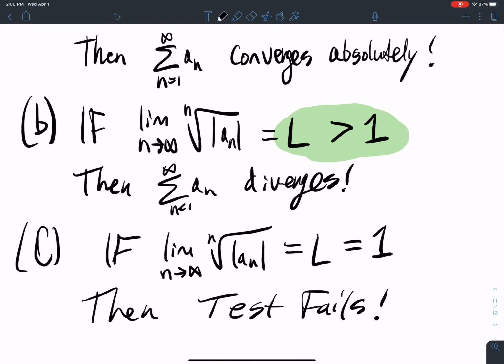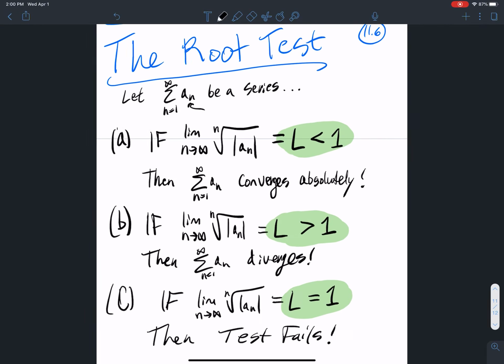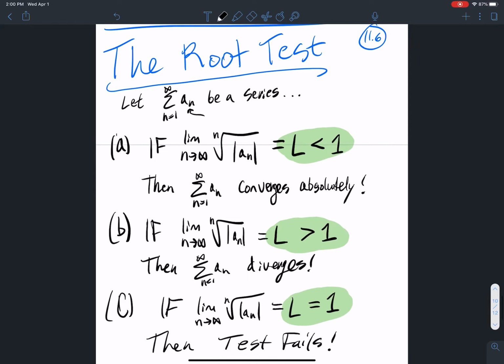So if it equals 1, whenever I take the nth root and then take the limit for the root test, then the test is no good, and we're just stuck.